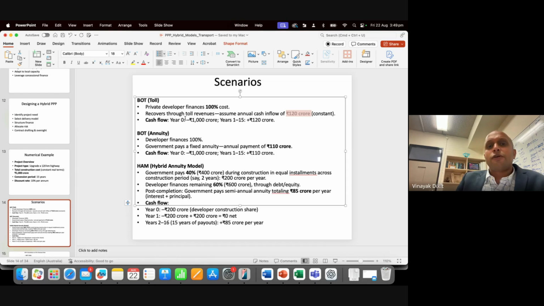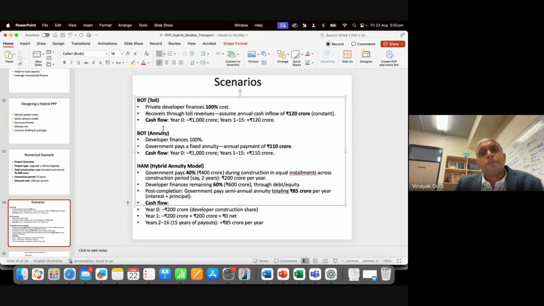So the cash flow in the first year is minus 1,000 crores, right? That's done, so that's gone. And in years 1 to 15, you're getting 120 crores a year. All right, we did an example of this on the second day, so we know how to calculate this.